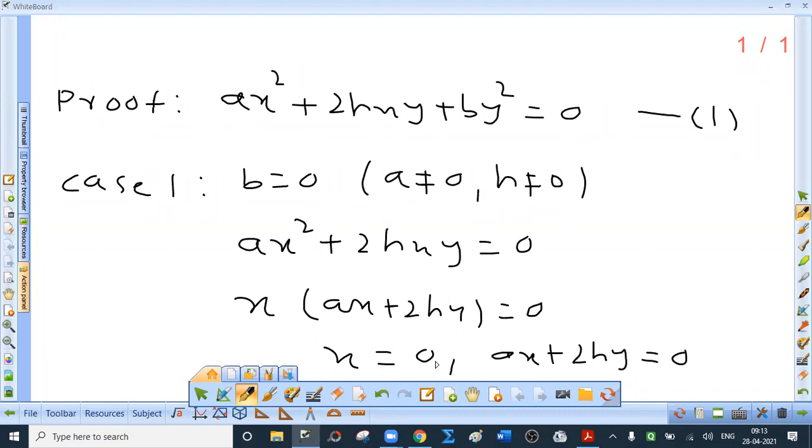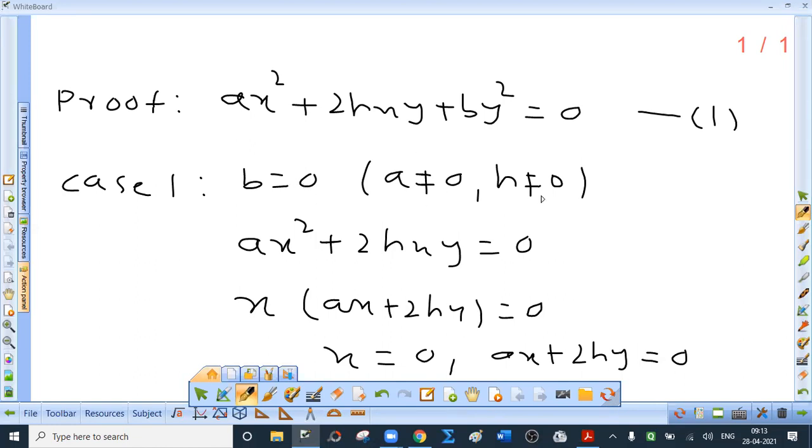Now, do these equations represent lines through origin? Yes, they do, because x equal to 0 is nothing but the y-axis. This definitely represents a line through origin because it lacks the constant term. Okay, so I have considered the first case, b equal to 0.